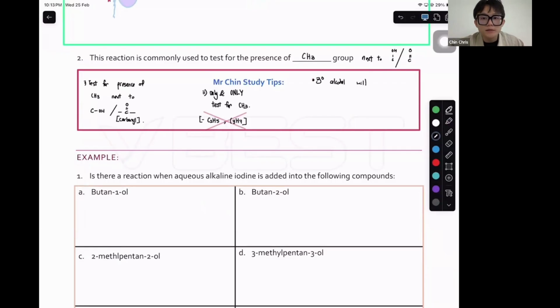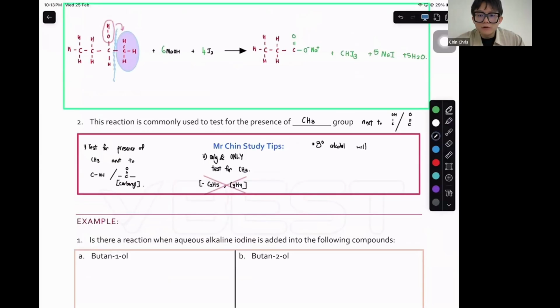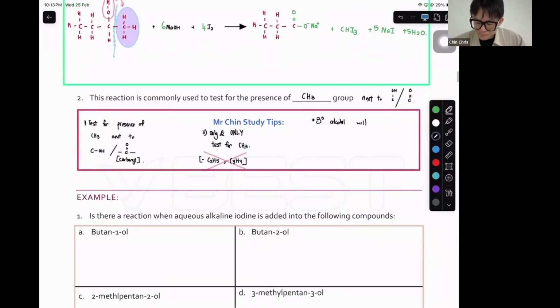Wait, I have a chat coming in. Yes, methyl ketone, and yes, it can also undergo aldol reaction.